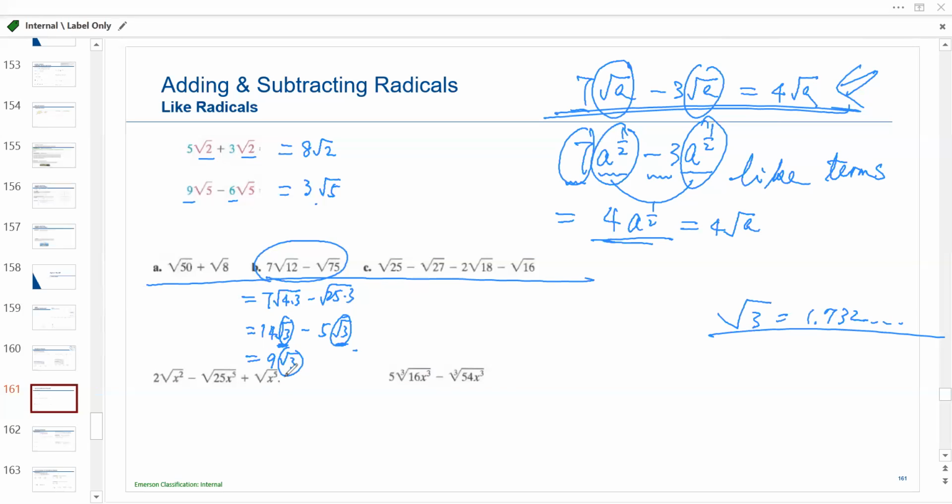So we will extend this to examples with variables. Suppose x is greater than or equal to 0. So here it becomes 5x squared square root x, right? And what about the right part? Here it becomes x squared square root x. So these two are actually like terms. We can combine them a little further, so it becomes 4x squared square root x. So that's it.